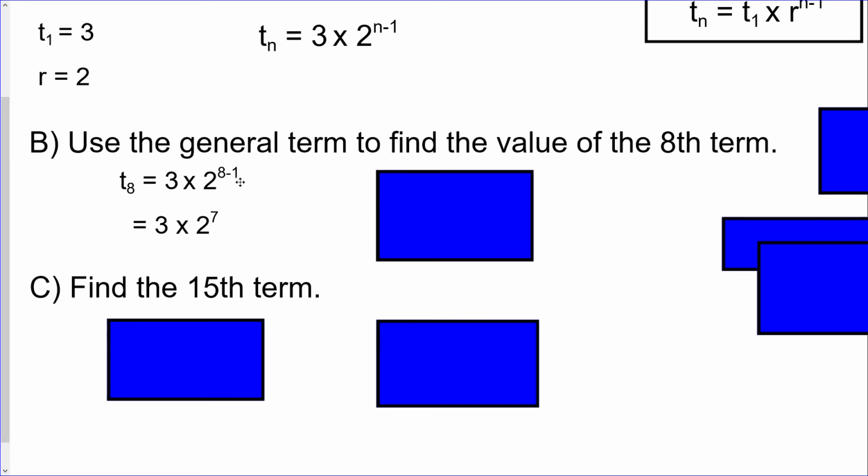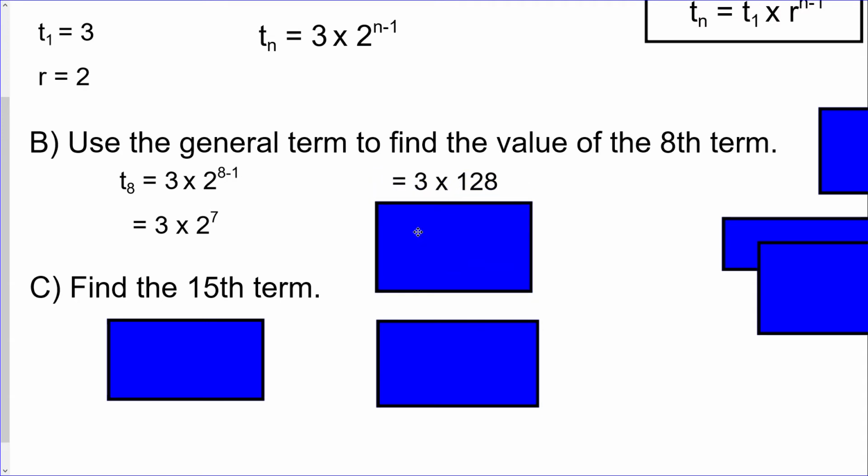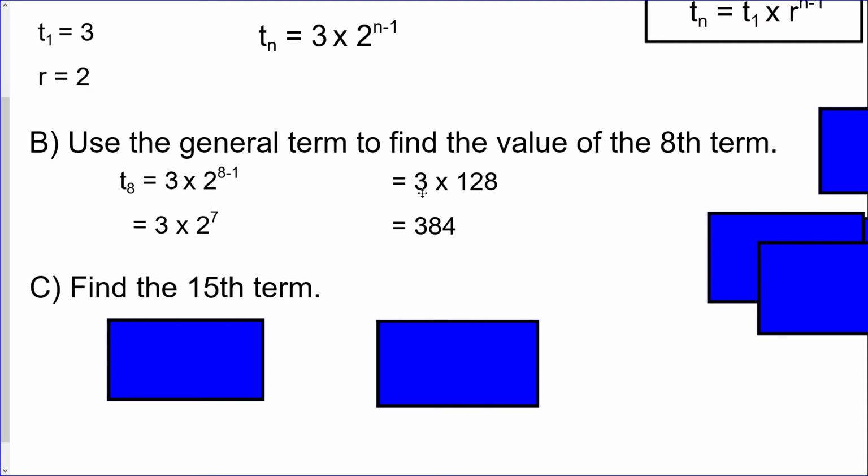Okay, so 8 minus 1 is a 7. You can almost treat this like there's brackets up there, so you need to figure out that exponent first. So that's 3 times 128. Remember, 2 to the exponent 7 is not 2 times 7. It's just 2 times 2 times 2 times 2, 7 times. Feel free to use a calculator for that one if you wish. And 3 times 128 should be 384.